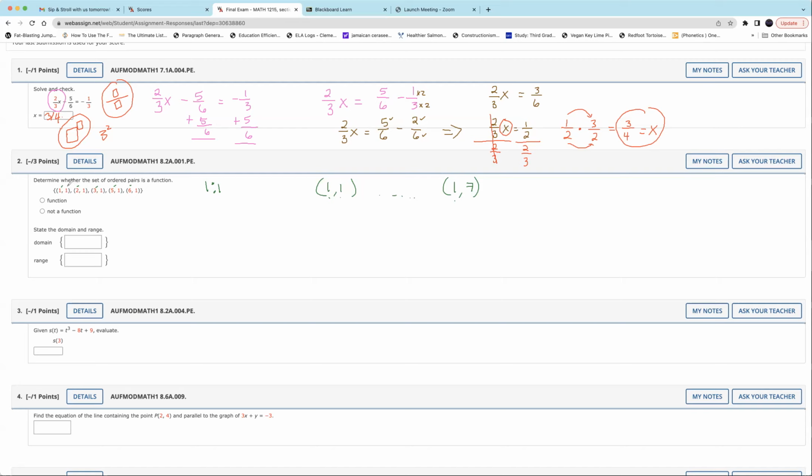So here I have 1 and 1. Here I have 2 and 1. That's fine. Every time I have an x, I have a different y. Like 1 belongs to 1, 2 can also belong to 1. We can also belong to 2. This should be a function.